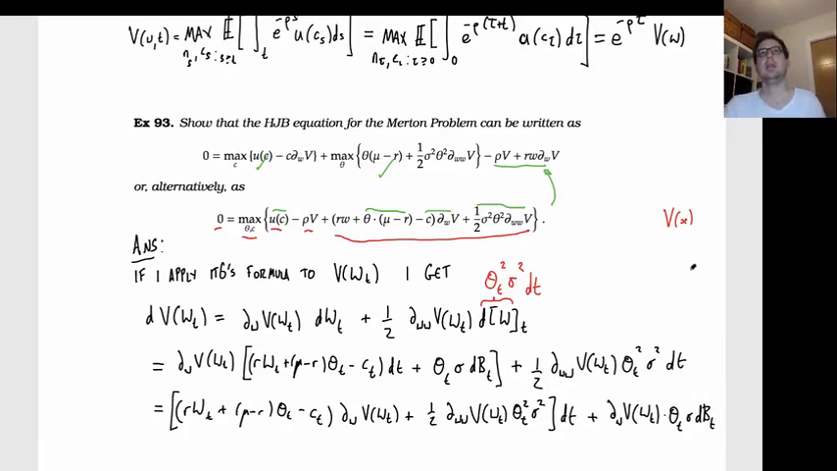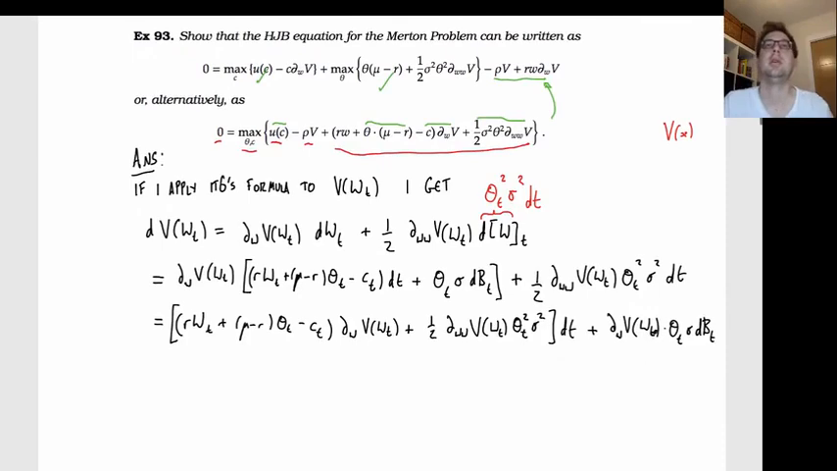Then I simply note that I was looking for the instantaneous cost minus the discount rate times my value function, added to the drift term from Ito's formula. Here I've written down Ito's formula, and this is the drift term. Notice this drift term is exactly the same as this up here. So we see that these are two valid forms of the HJB equation for this Merton problem. So we're done.